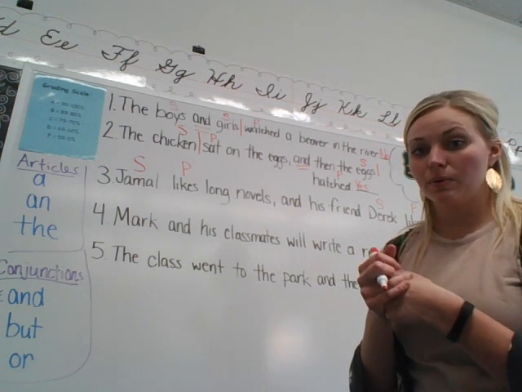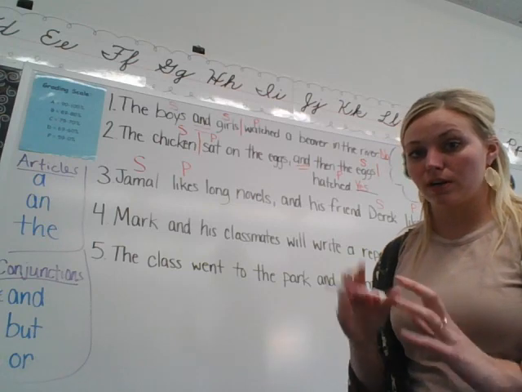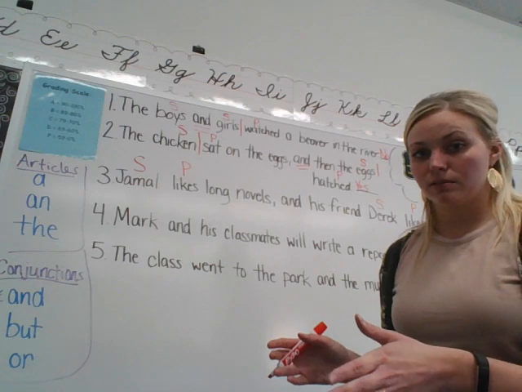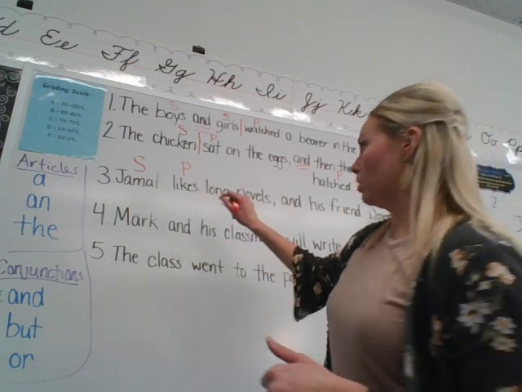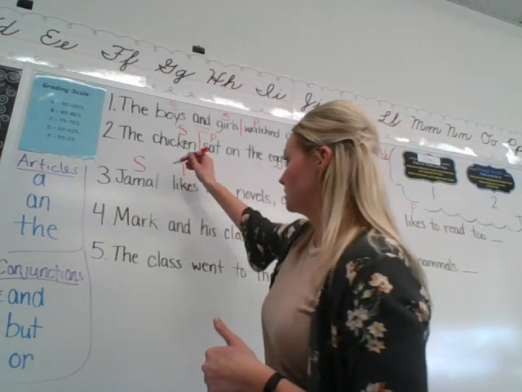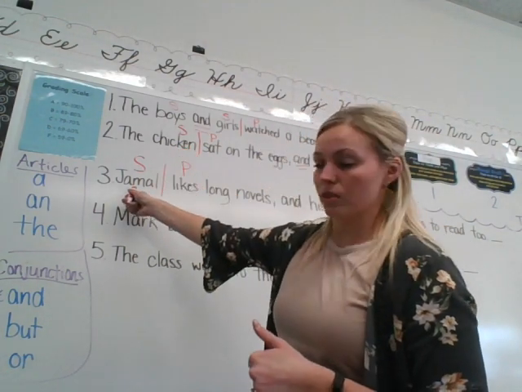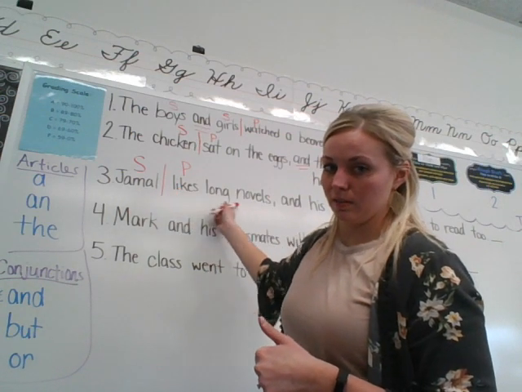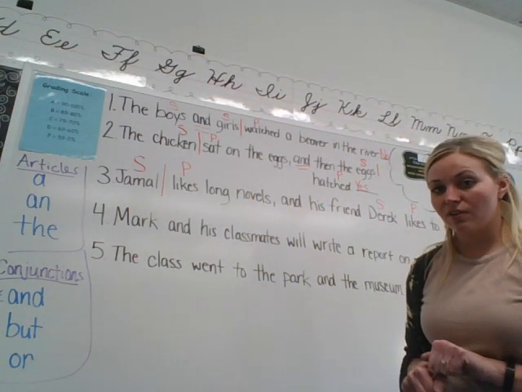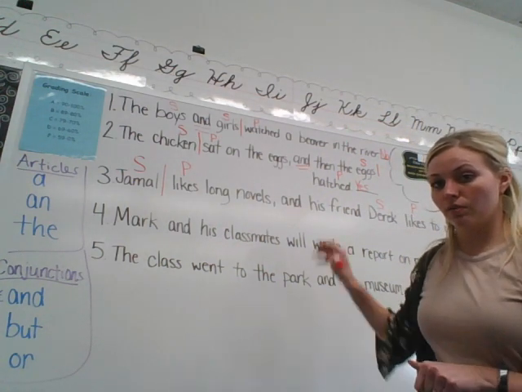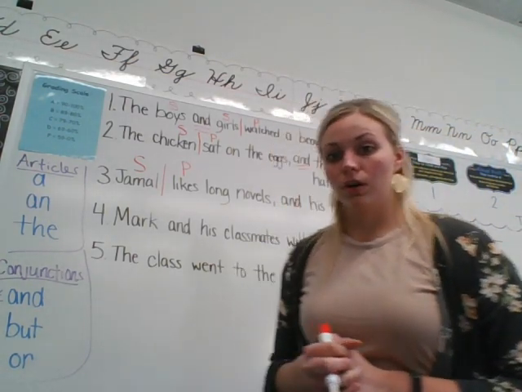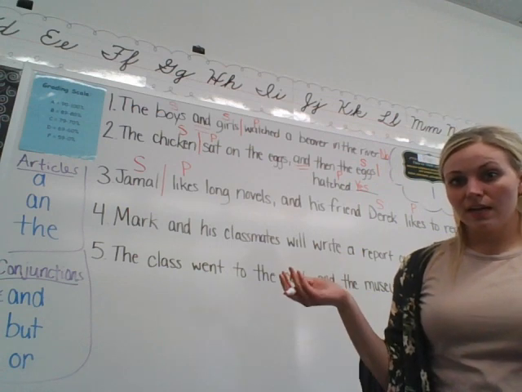Okay, so now we need to separate our two subjects and our two predicates. So we're going to separate them right after the subject, right? So Jamal likes long novels. We're going to separate that between Jamal and likes, because Jamal is our subject and our predicate is likes. What does he like? Long novels. And then for the second half of our sentence, his friend Derek likes to read too. So what does he do? He likes to read, right?